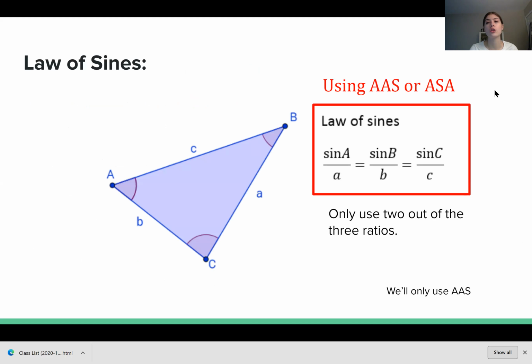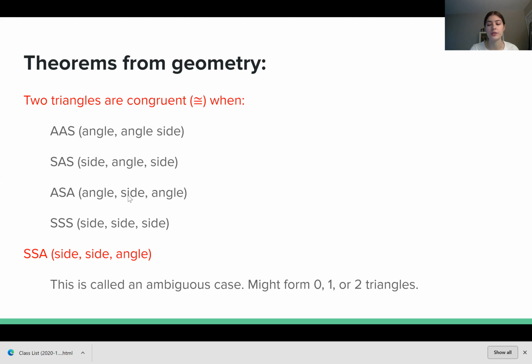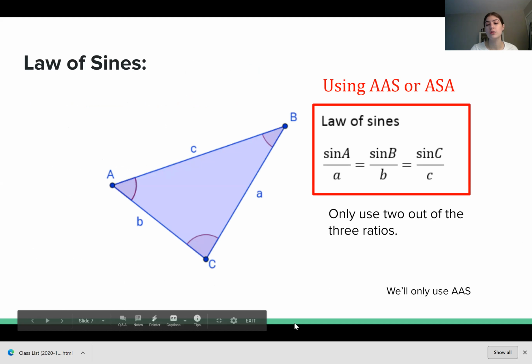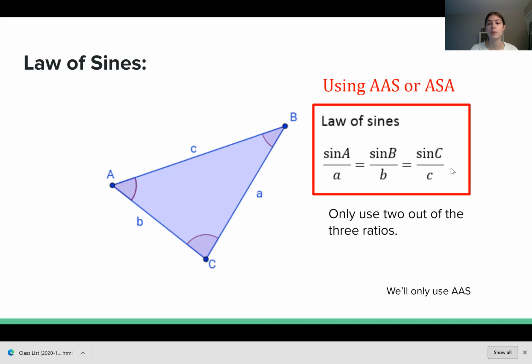So this right here is our law of sines. This we would use for angle, angle, side, or angle, side, angle. For our purposes in this class, because we're going to be finding the missing side, we're going to be using only angle, angle, side. We're going to keep it simple, like I said. But this formula right here in the red box is our law of sines. So sine of angle A divided by side A is equal to sine of angle B divided by side B, which is equal to sine of angle C divided by side C.